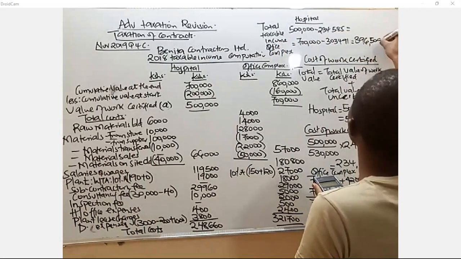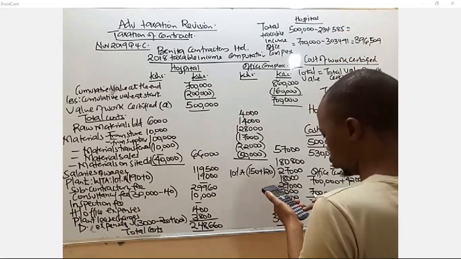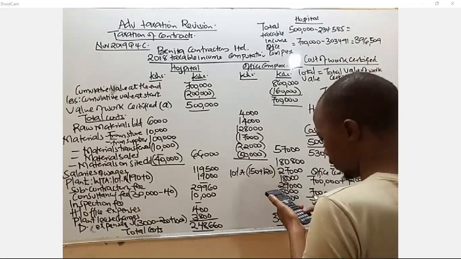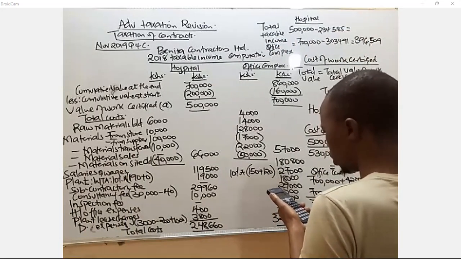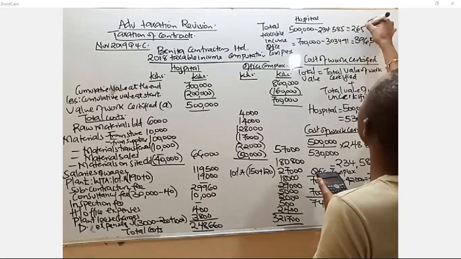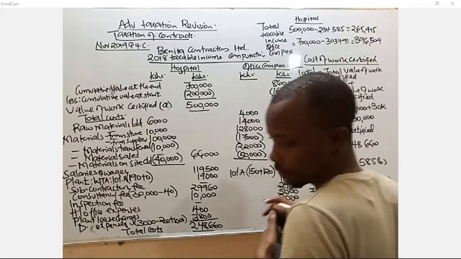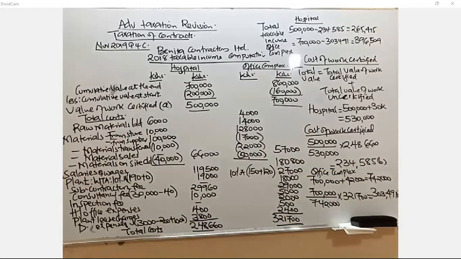So the first one should be 500,000 minus 234,585, getting 265,415. 265,416. That is what you're supposed to be doing. That is how the question is normally done.